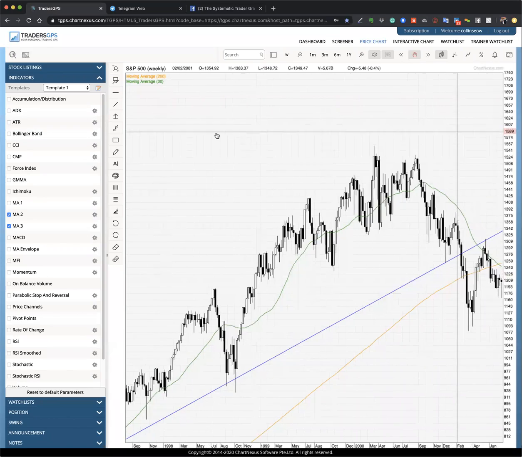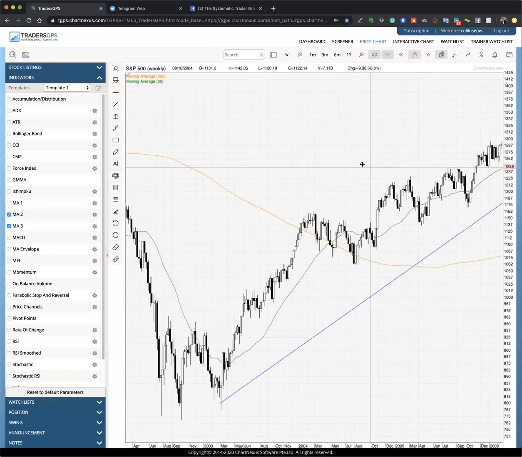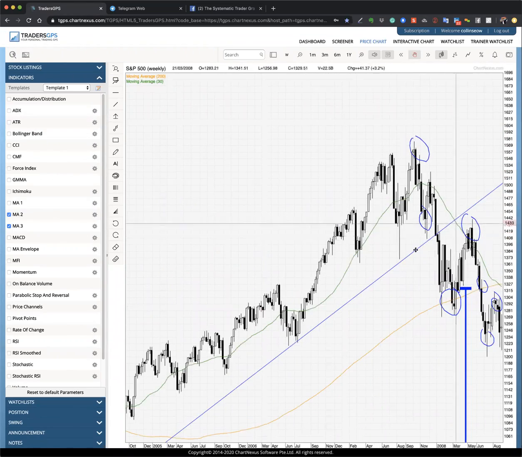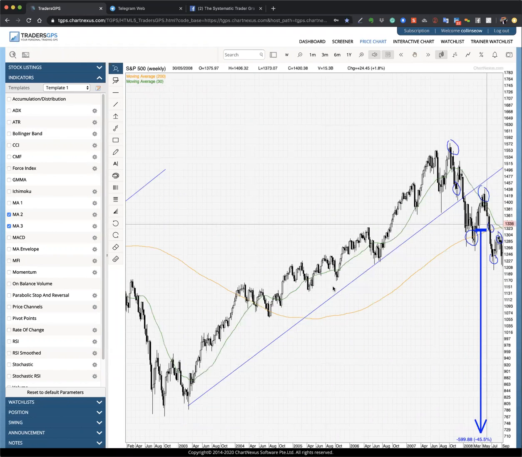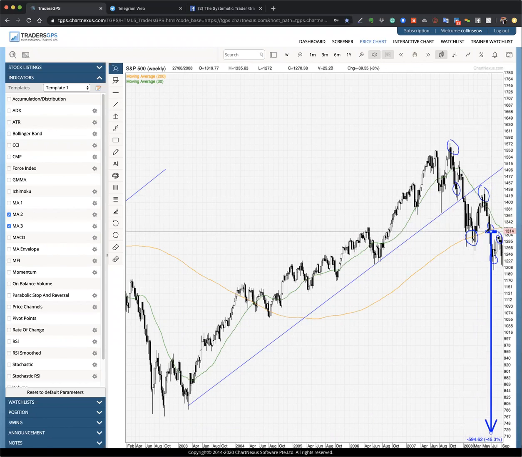Okay, let's look at the more recent one. Over here, same thing. We have the break of trend line. We have the lower high, lower low. And then eventually we have the break of the 200-week moving average, which is here. Can all see? Melina, can you see?